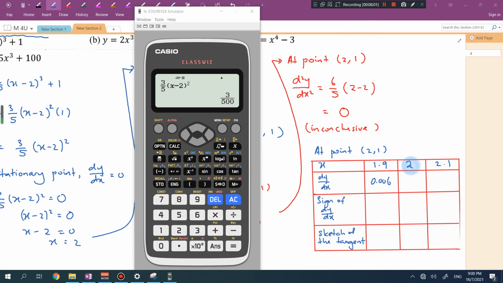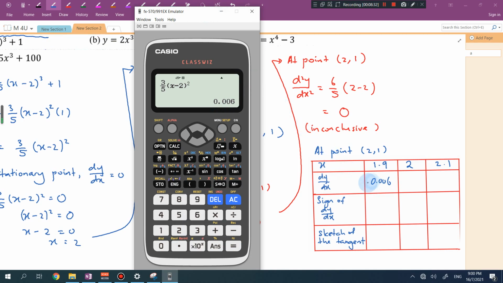Okay, so now we can test by using the value of 2 here. Definitely we will get 0 because this is a stationary point, right? At a stationary point, we know that dy by dx must be equal to 0. If this is not 0, it means that we did it incorrectly. So press calculate, then key in 2, press equal, we get 0. Okay, how about 2.1? Press calculate again, 2.1, equal, you will get 0.006.